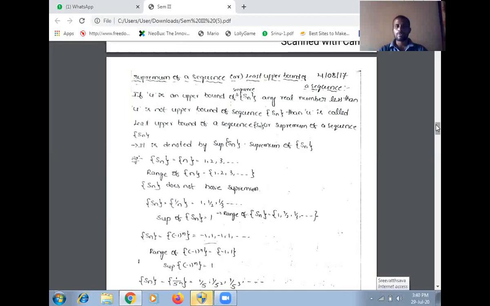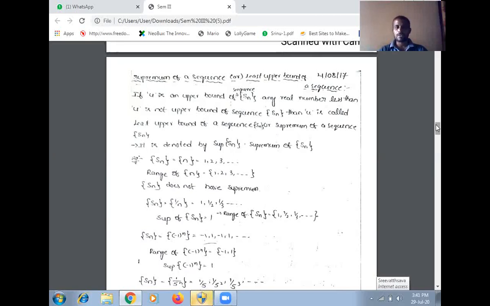Supremum of a sequence Sn is denoted by sup Sn. For example, Sn equal to n, where n equal to 1, 2, 3 and so on. We get here 1, 2, 3 as a sequence. So the range of this sequence is 1, 2, 3.